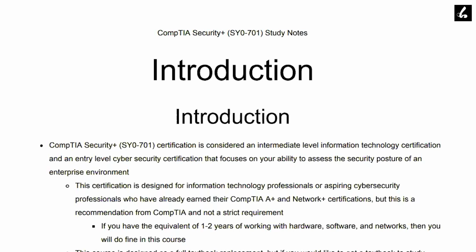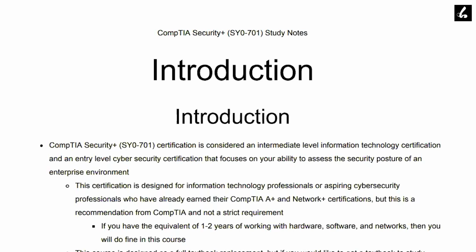When we're talking about other exams like OSCP and CEH, OSCP is also an exam related to security, but it is in a different domain, you can say offensive security. But here, CompTIA Security Plus is for those who want to make their career in security and understand the terms at an intermediate level.